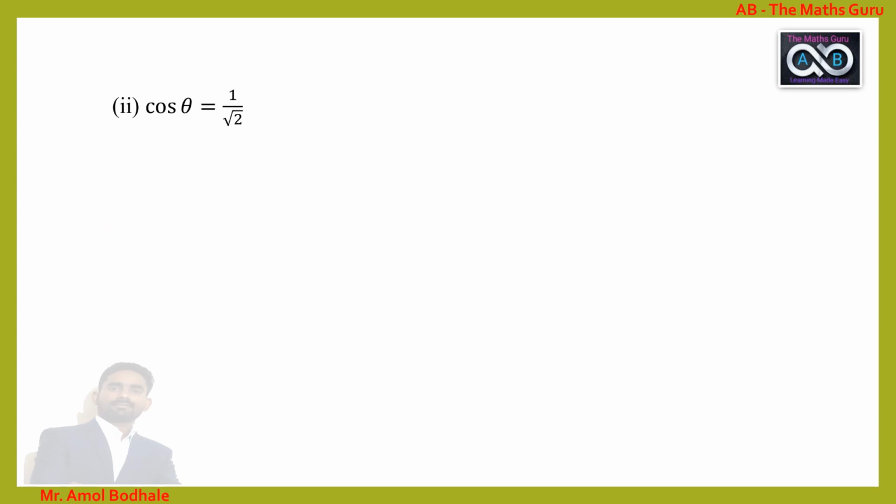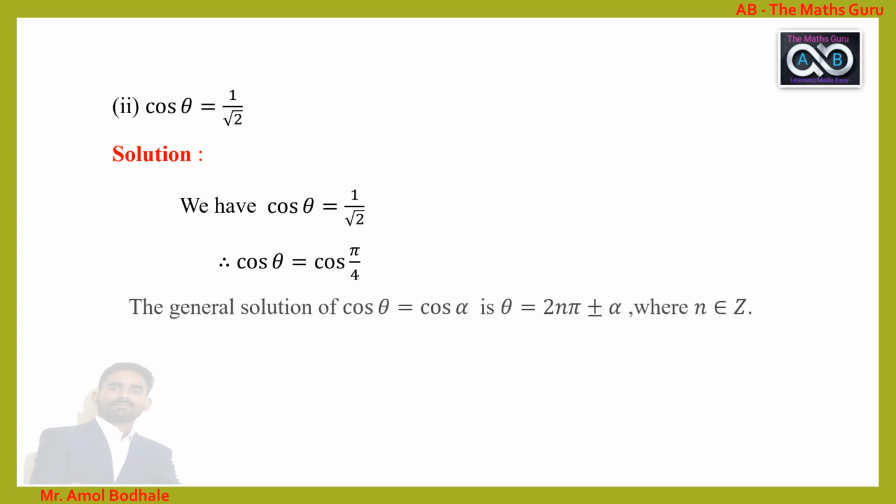Let's see the second example. Cos theta equals 1 by root 2. So here given that cos theta equals 1 by root 2. Now for which angle is cos theta 1 by root 2? We know that cos of pi by 4 is 1 by root 2. So we can replace this 1 by root 2 by cos of pi by 4. So again we get the standard formula, cos theta equals cos alpha. The general solution of cos theta equals cos alpha, we know, is theta equals 2n pi plus or minus alpha, where n belongs to Z.